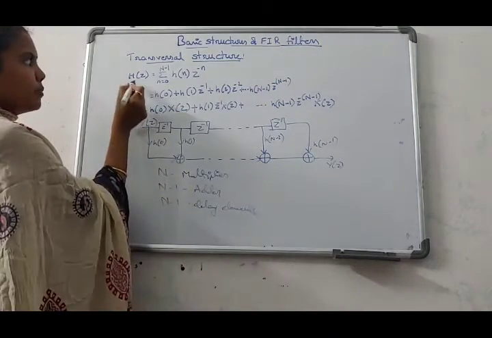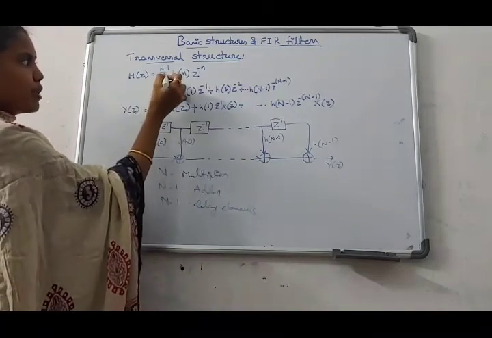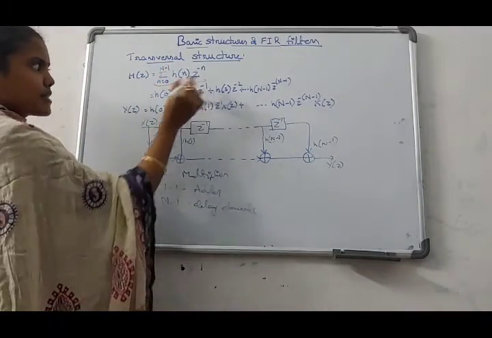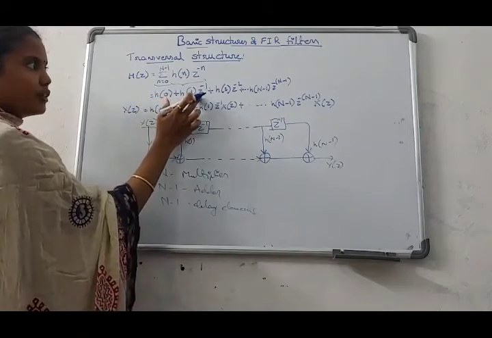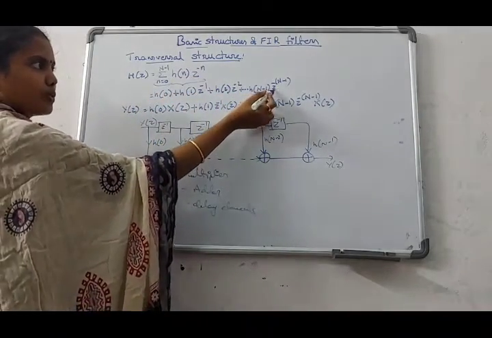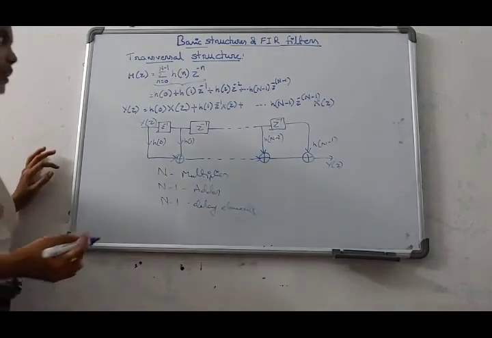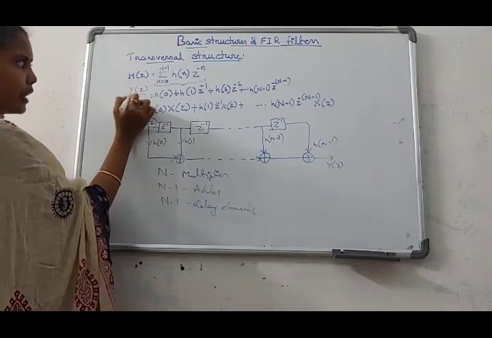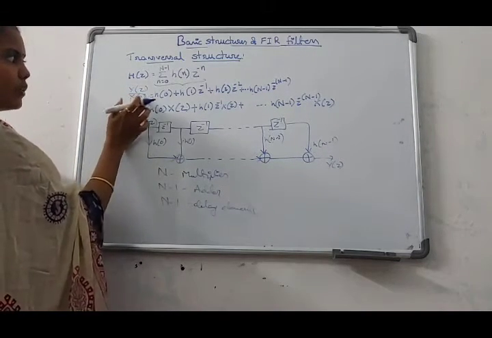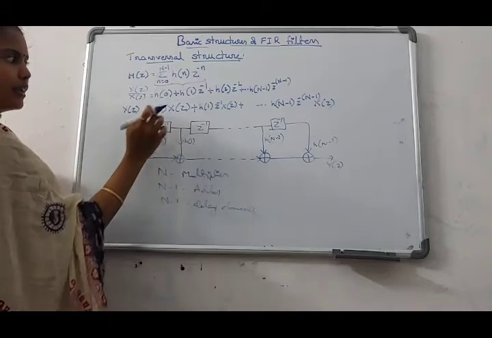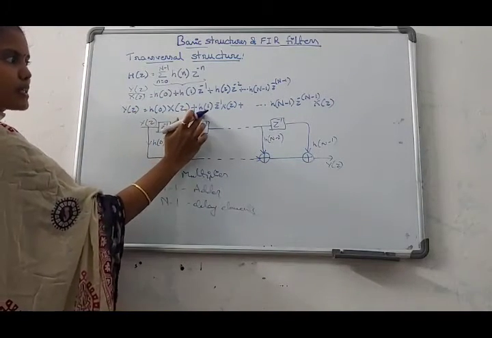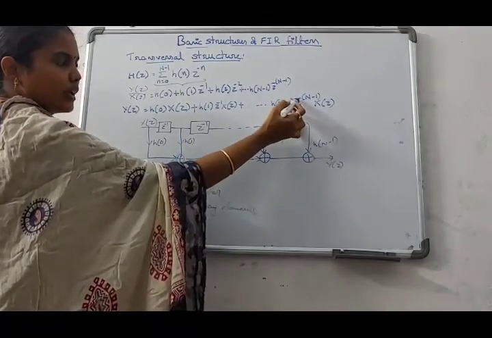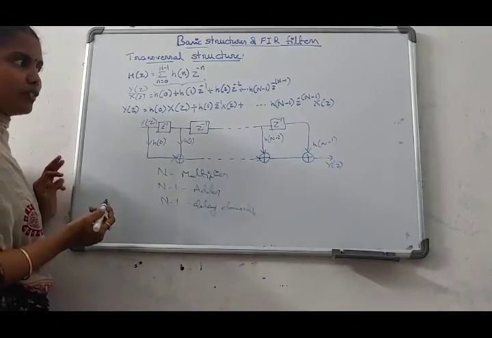Now the Z transform of the impulse response, H of z, is equal to what? Summation n equals 0 to N minus 1 of h of n z power minus n. So you have to expand this series: h of 0 plus h of 1 z power minus 1, and so on up to h of N minus 1 z power minus (N minus 1). Now how do we write H of z? Y of z by X of z. Multiplying by X of z: h of 0 into X of z plus h of 1 into z inverse X of z, and so on up to h of N minus 1 into z power minus (N minus 1) into X of z.